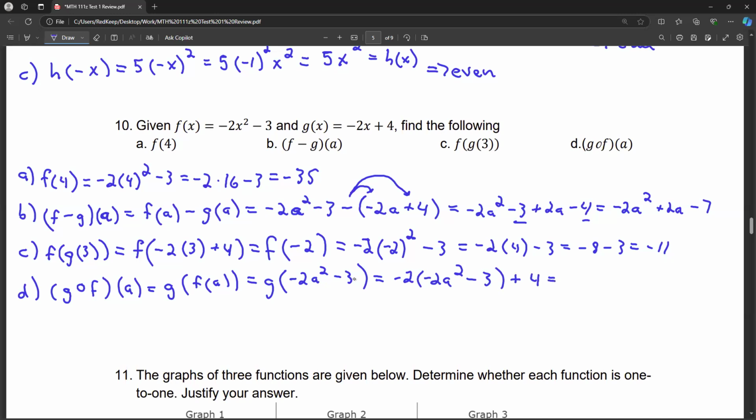Okay, and so here, in order for me to kind of clean things up, I'm going to start by distributing this -2 inside the parentheses to both this -2a squared as well as the -3.